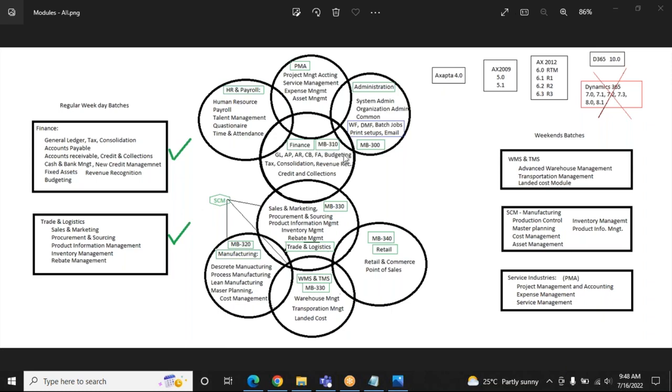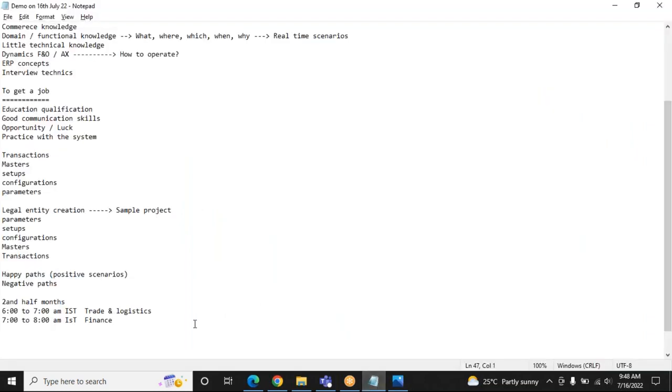And during training, suppose I want to do some setups, do I have to do them in the trial version only, or is any platform given by you? So there are three options. One is a temporary link.